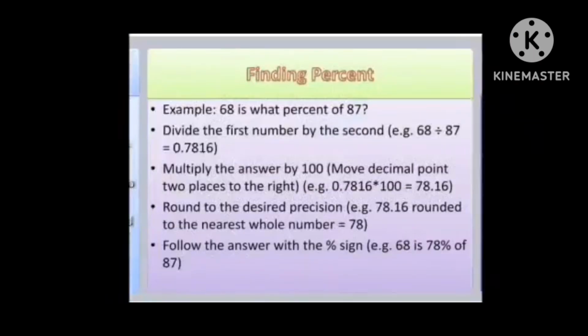Finding percent. Example, 68 is what percent of 87? Divide the first number by the second. 68 divided by 87 equals 0.7816. Multiply the answer by 100. Move the decimal point 2 places to the right. So 0.7816 times 100 equals 78.16. Round to the desired precision. 78.16 rounded to the nearest whole number equals 78. Follow the answer with the percent sign. 68 is 78% of 87.